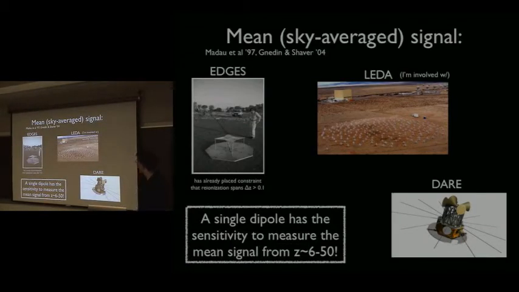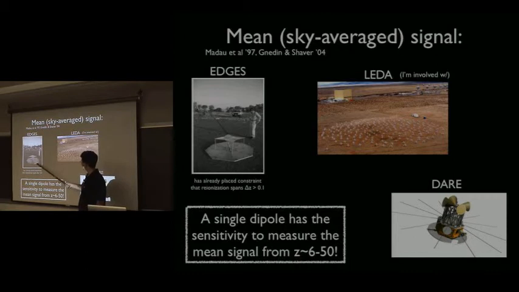The other class of instruments, rather than going after the fluctuations, is going after the average signal as a function of redshift. The instrument that has really excited this field is EDGES, which Jed Bowman and Alan Rogers pioneered.